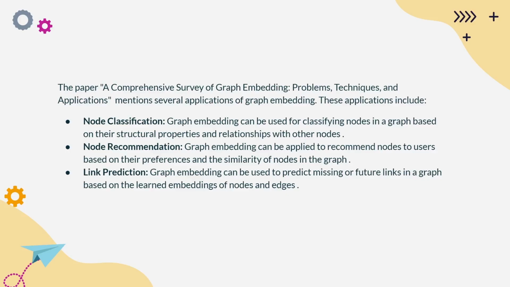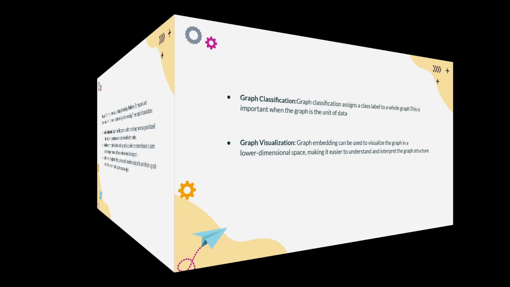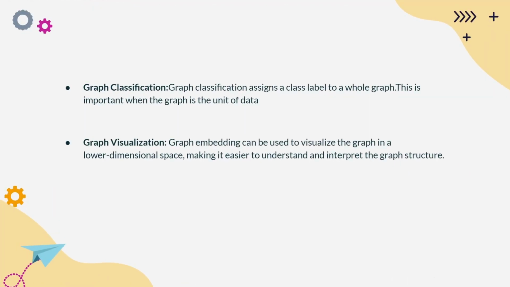Link prediction. Graph embeddings can also be used to predict missing links or future links in the graph based on the learned embeddings of nodes and edges. It can also be used for node clustering, in which we use k-means clustering. Graph classification can also be done, in which a class label is assigned to the whole graph. This is important when the graph is the unit of data. That is, the graph can show the structure of an entire molecule and so on.